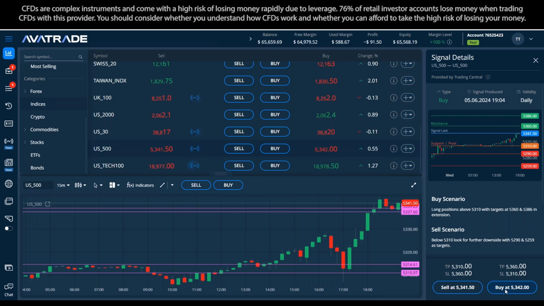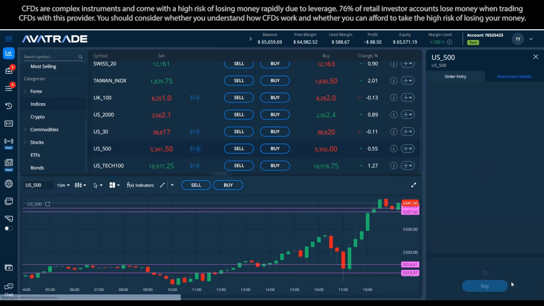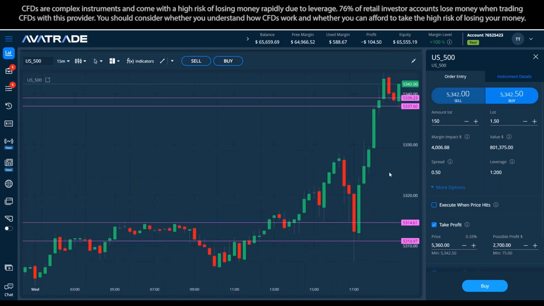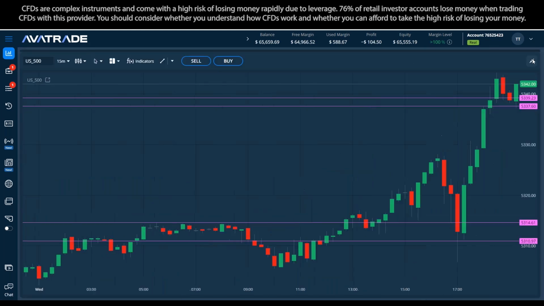The only difference here is on the US 500, we don't have the ability to use AvaProtect. It's only on gold, silver, and FX pairings that we have AvaProtect. But you still could do a market move with this signal if you think that this will continue to push up, and use that signal for where you would put your stop loss and your take profit.